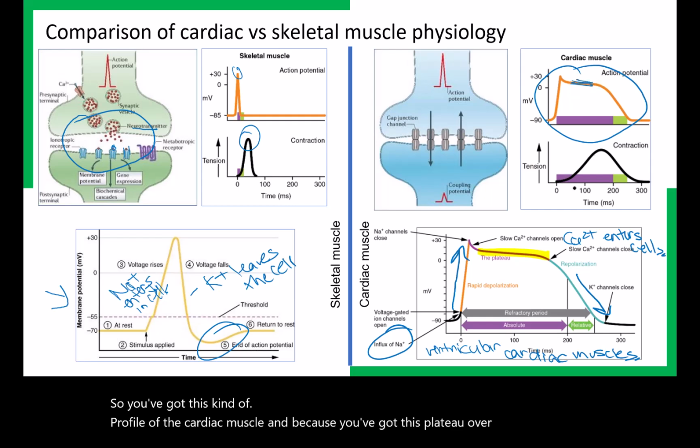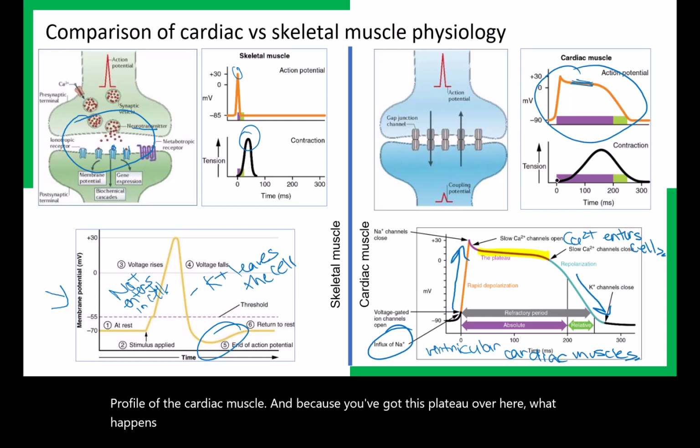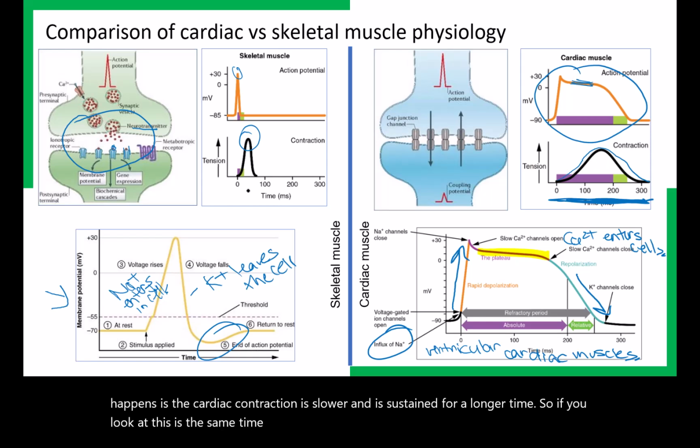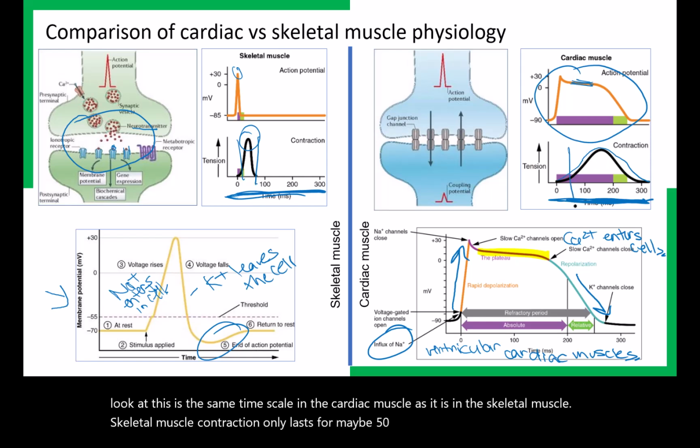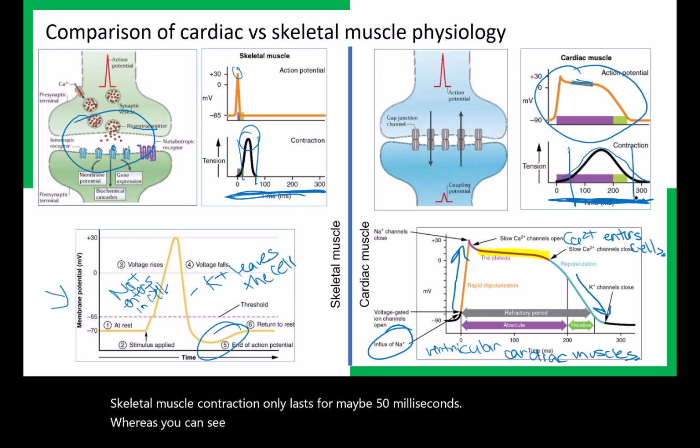And so you've got this kind of profile of the cardiac muscle, and because you've got this plateau over here, the cardiac contraction is slower and is sustained for a longer time. If you look at this, this is the same time scale in the cardiac muscle as it is in the skeletal muscle. Skeletal muscle contraction only lasts for maybe 50 milliseconds, whereas you can see here the cardiac contraction in the ventricles lasts for a much longer time than that.